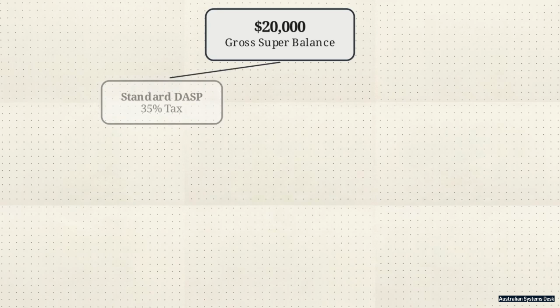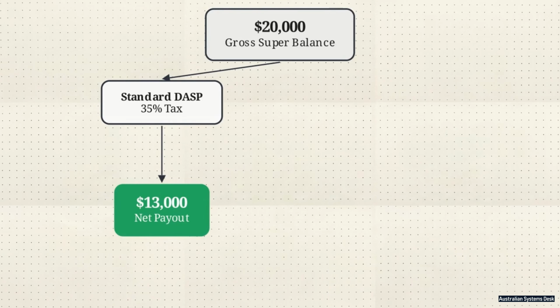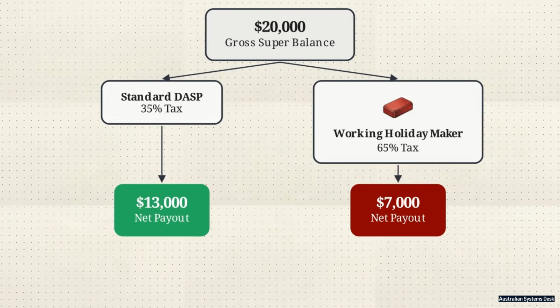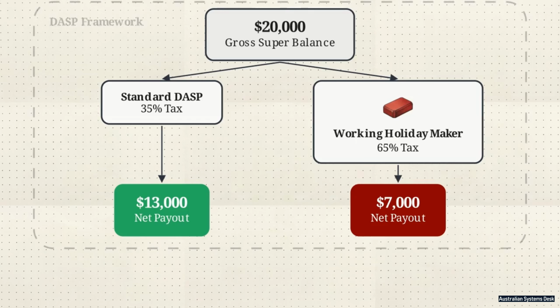This flowchart shows what actually happens to that $20,000. Under the standard DASP tax rate of 35%, your net payout drops to $13,000. But if you held a Working Holiday Maker visa, like a subclass 417 or 462, the tax rate on the taxable component jumps to 65%, leaving you with just $7,000.